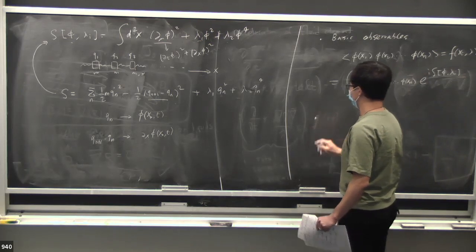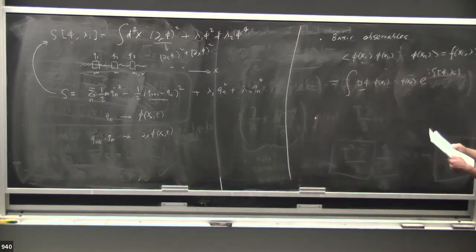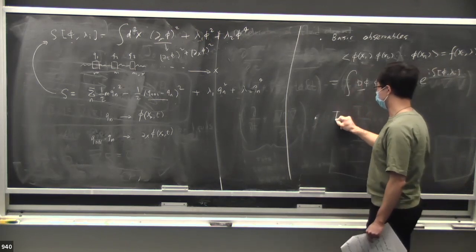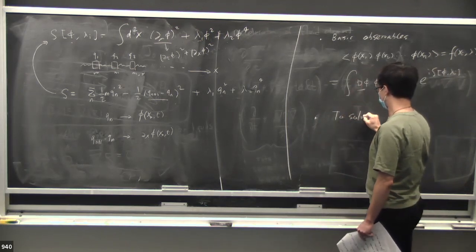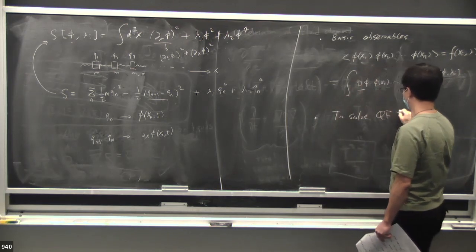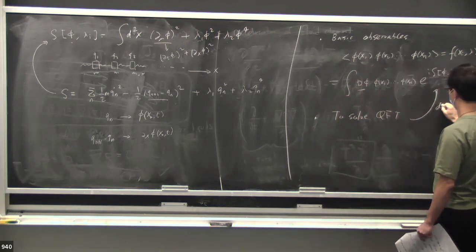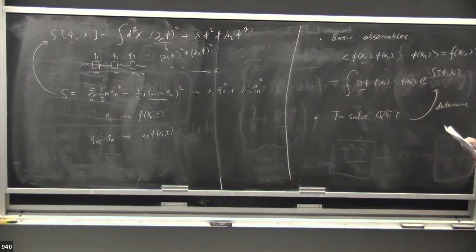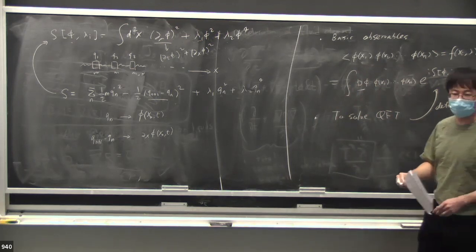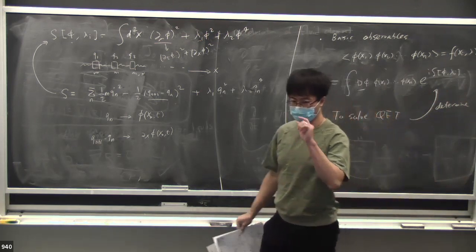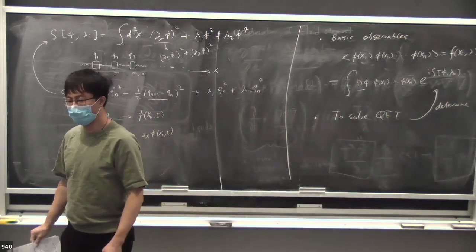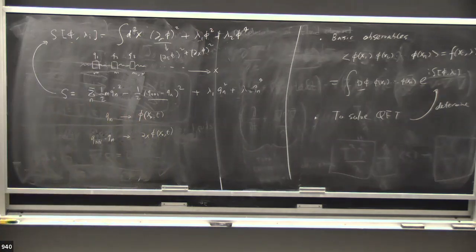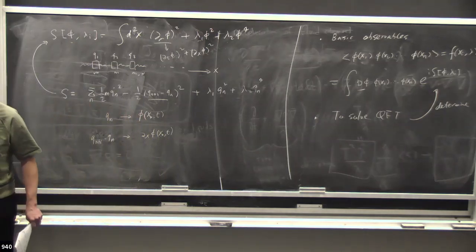Okay. And perhaps this is already mentioned. So to solve a QFT means to determine these observables. So maybe you could relate the observable to Z. Like, is Z ever useful on its own? Yes, Z itself is very useful.